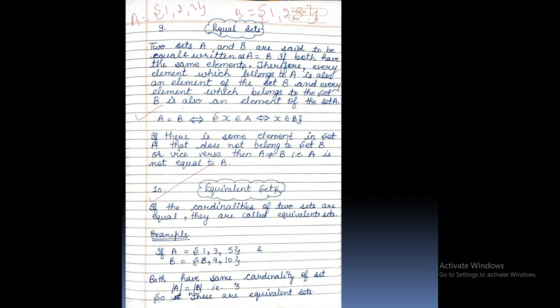Now next set is equivalent set. Equivalent set means if cardinality of the two sets are equal, means whether elements of both sets are different but the number of elements, means cardinality of both sets, are same. If you take in set A two values 1, 2, and in B set we take 3, 4, two elements, and cardinality of B set is 2 and cardinality of set A is also 2. Both are same. That is known as equivalent sets. Both have same cardinality. So that's why these are equivalent sets.